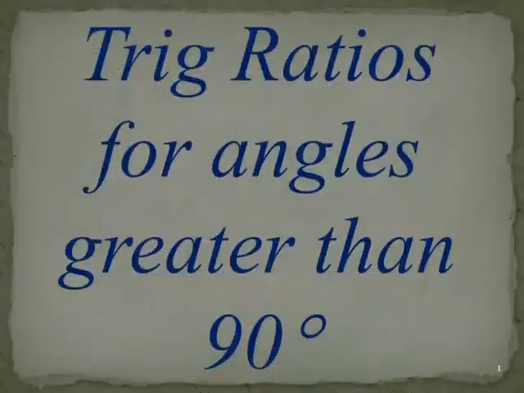Here we're going to be looking at trig ratios for angles greater than 90 degrees. Now this seems a bit strange because so far, sine is defined in terms of opposite and the hypotenuse, cos is the adjacent and hypotenuse, and tan in terms of the opposite and adjacent. If you have an angle greater than 90 degrees, you can't have the same sort of thing. There's no hypotenuse for a start. So let's take a look at how we get around it.